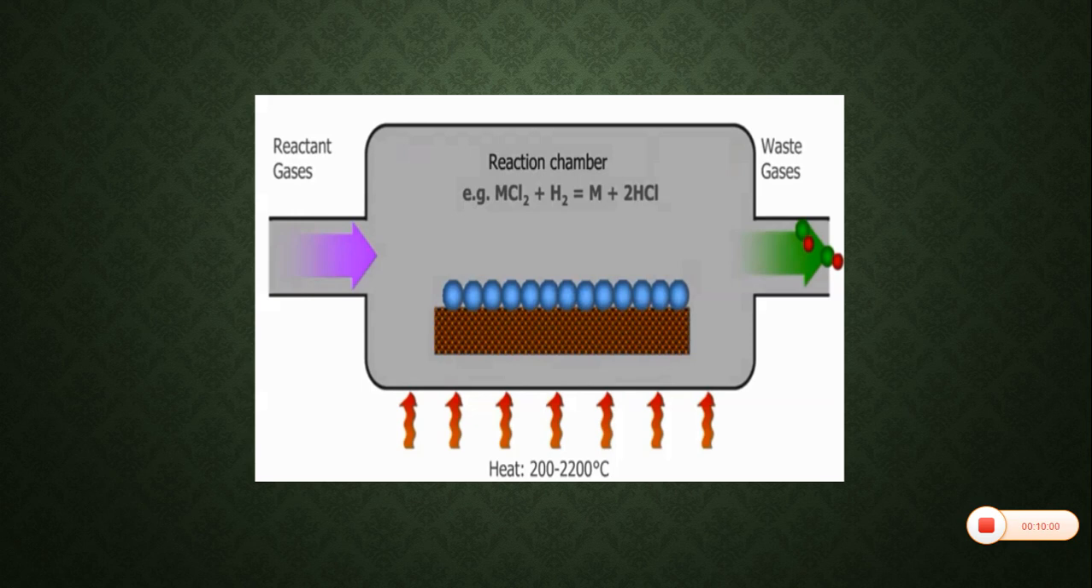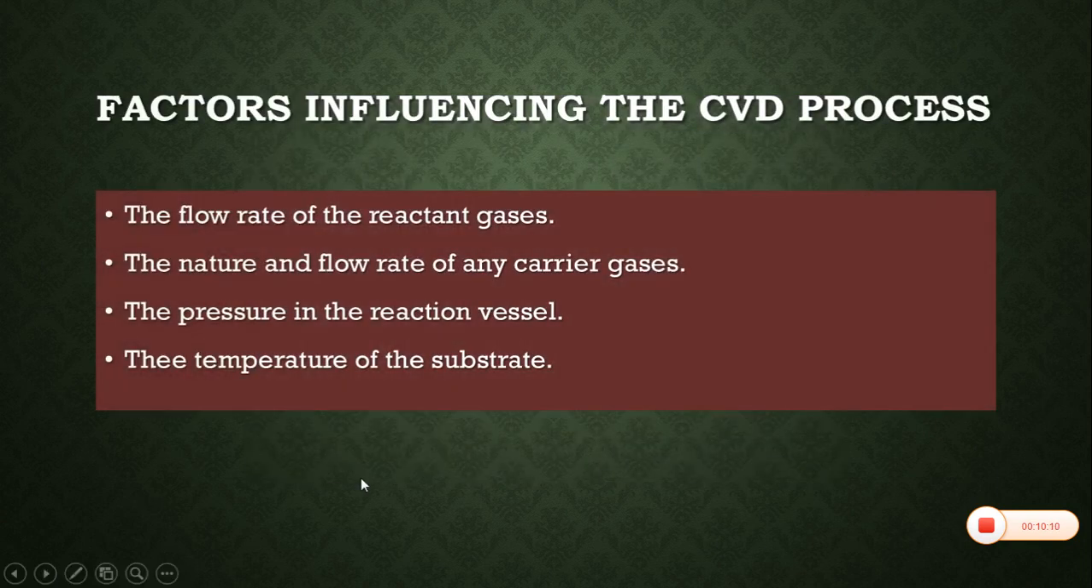Now, there are several factors that play a crucial role in the chemical vapor deposition process. Let's see what these factors are. We call these factors the variables that influence the deposition process. These variables include the flow rate of the reactant gases, the nature and flow rate of the carrier gases, the pressure in the reaction vessel, the reaction chamber, and the temperature of the substrate.